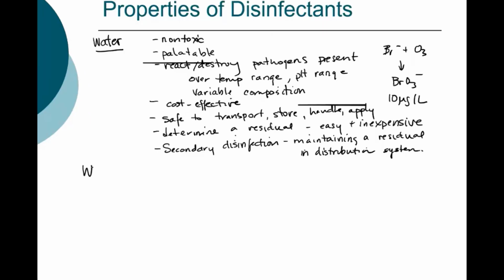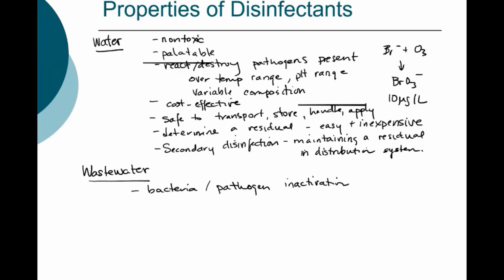Now, if we talk about wastewater, what properties would we want for wastewater? Those of you in 480, we did an experiment where we looked at chlorine decay. Why did we care about chlorine decay? Okay, we want to remove bacteria. It's the same thing. We want to kill the bacteria. We want pathogen inactivation.